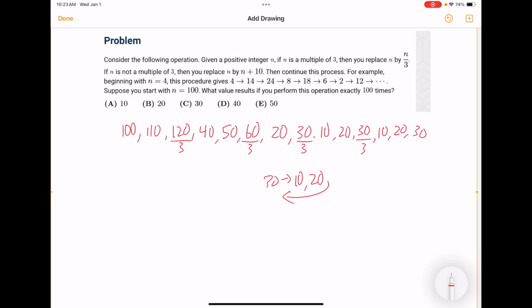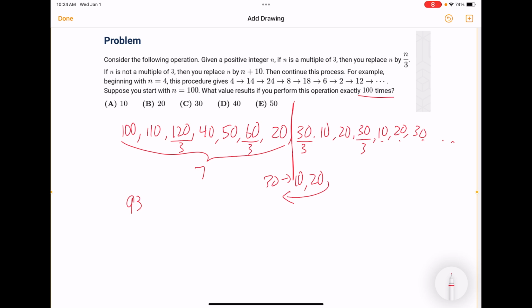So that means that after 7 operations, we're going to stop right there. After 7 operations, we see that the pattern forms 30, 10, 20, 30, 10, 20, 30, 10, 20. So it tells us we're going to perform exactly 100 times. I'm going to do 100 minus 7 to get rid of the beginning 7 numbers that don't follow the pattern to get 93. So 93 is 93 more times that we have performed this.